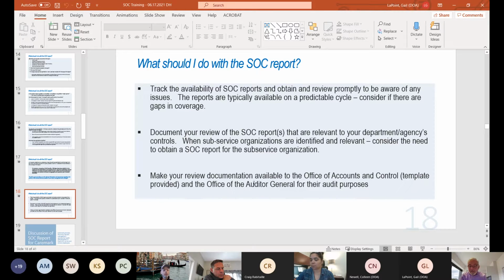That review documentation should be made available to the Office of Accounts and Control. They're collecting these and ensuring that all the folks in the various departments and agencies are doing that. And then when we come in to do the audit, we're going to be looking at what the Office of Accounts and Control has accumulated, but we're also going to be looking at the individual departments and agencies. As most of you know, we've had those conversations with you even on the most recent audits that we've done.